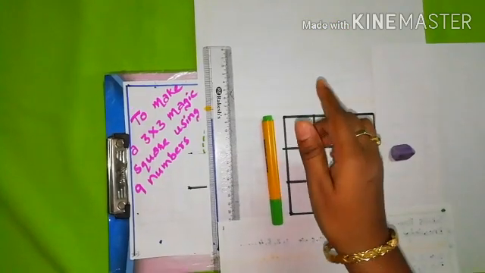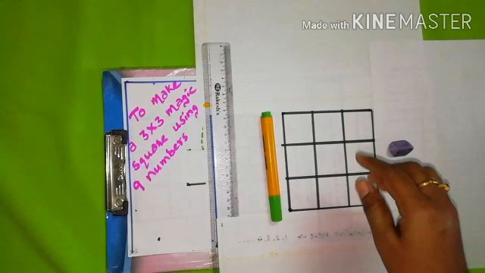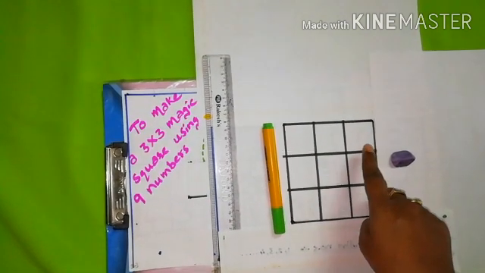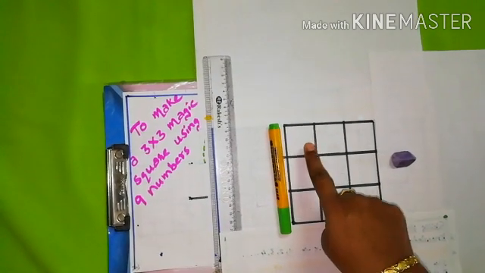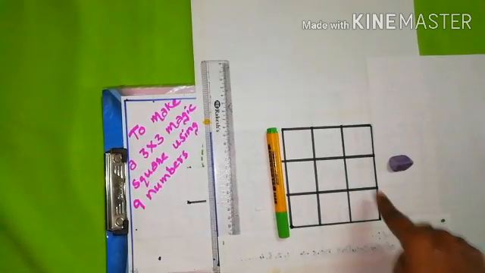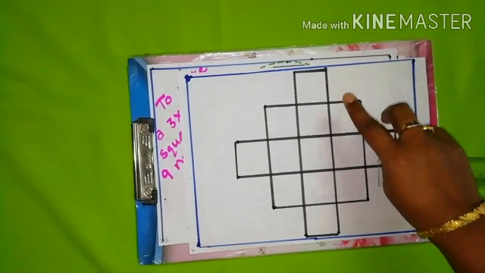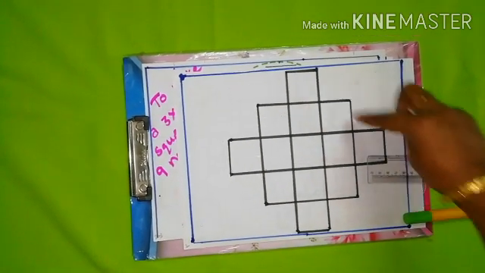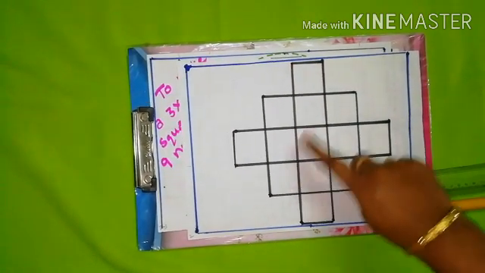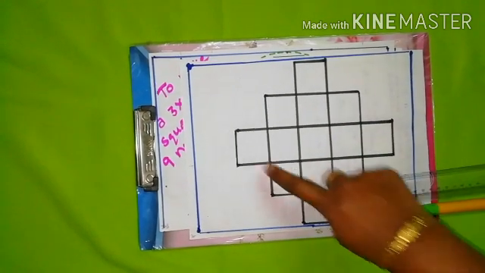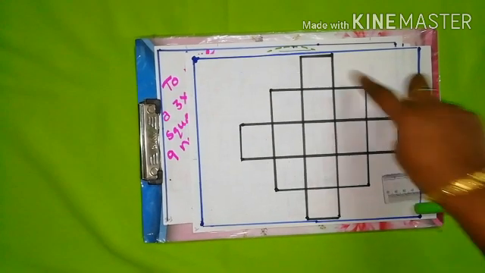Come on, let us start making our 3 by 3 magic square using 9 numbers. First, draw a square grid which has 3 rows and 3 columns. The horizontal ones are called rows, the vertical ones are called columns. Now, show 4 projections on the same grid in this way.